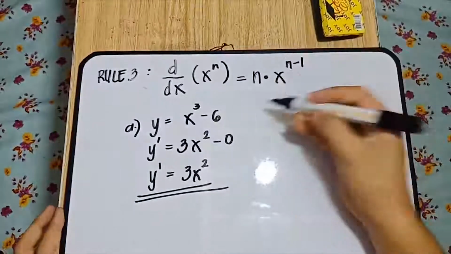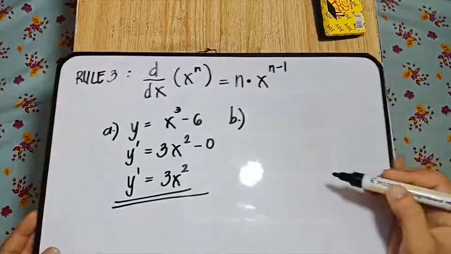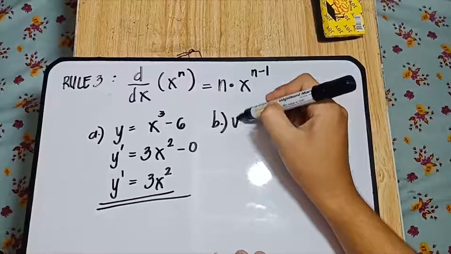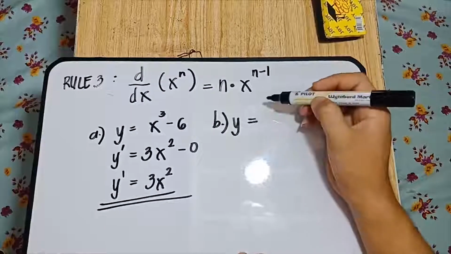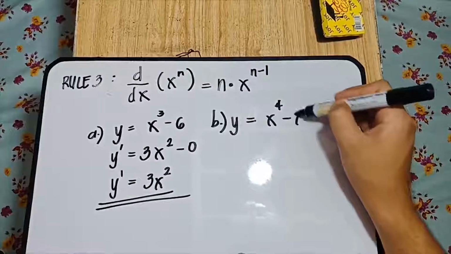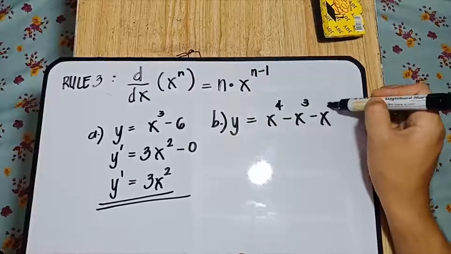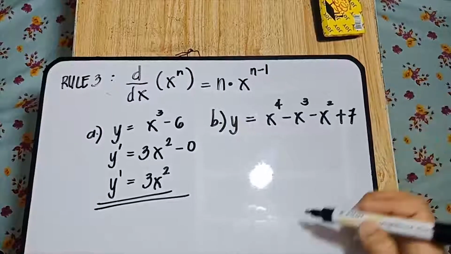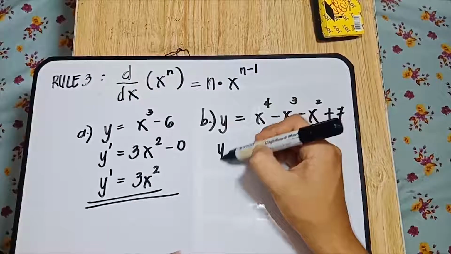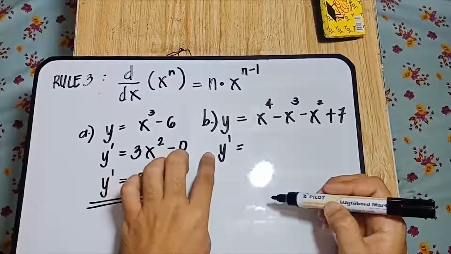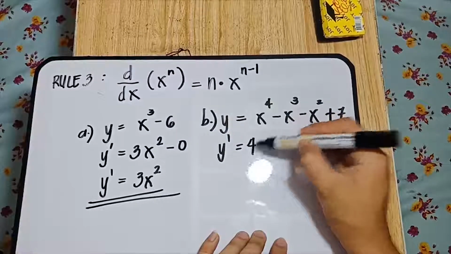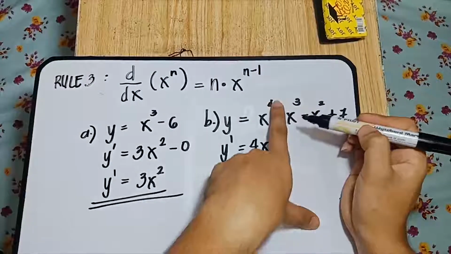That is 2. The example number 2, or example letter B natin, halimbawa na lang, y equals x raised to 4 minus x cubed minus x squared plus 7. So, by applying the power rule, we have y prime, that is the derivative of y. Then, derivative of x raised to 4 is, bababa mo yung 4. Then, copy mo yung x, mababawasan ng isa yung exponent.